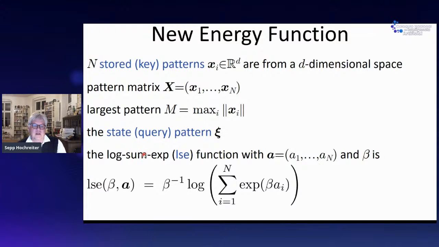And what we need is the log-sum-exponential function. And this function looks like this. It's equipped with a beta, which is more or less the inverse temperature. This is beta to the power of minus 1, times log of the sum over the exponentials of beta times a_i, where a_i is one of the components of this vector a. This is the log-sum-exponential.